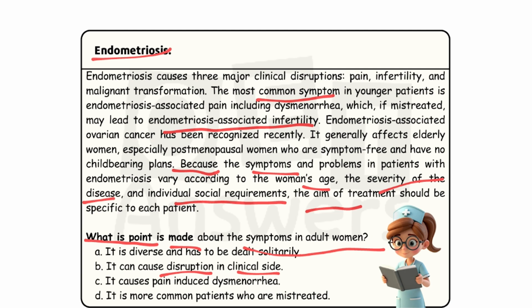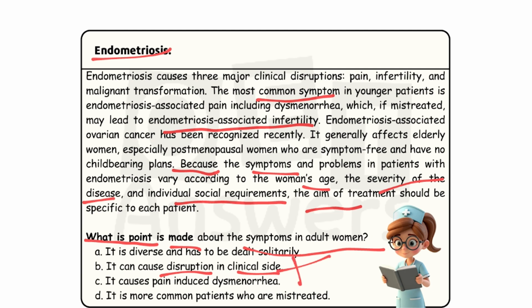If you read the first line, endometriosis causes three major clinical disruptions. Okay, three major clinical disruptions. It doesn't make any disruption on the clinical side. Okay, the meaning is different. So what they have given as an option is completely wrong, so you can eliminate option B.